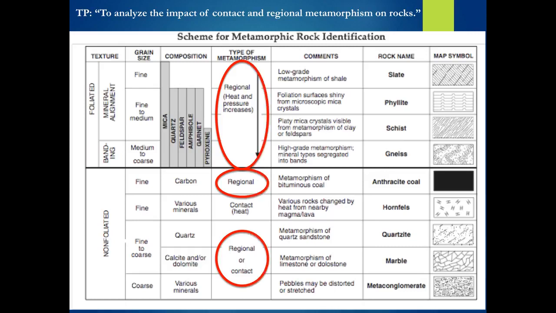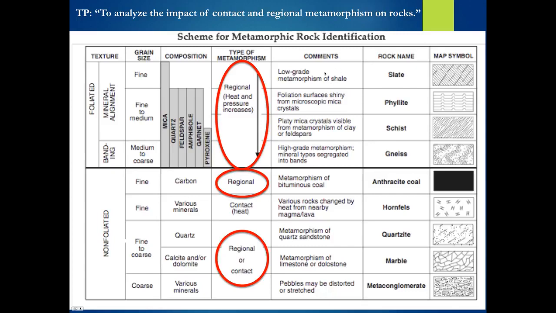Alright, so going to page 7, scheme for metamorphic rocks. We have a lot of rocks that are regional. So let's begin over here with the foliated rocks. We have slate, and the parent or pre-existing rock of slate is shale.